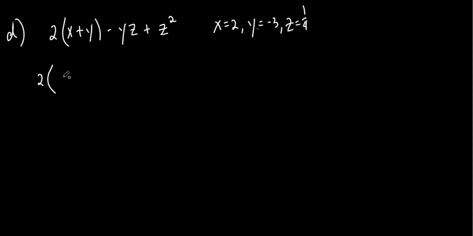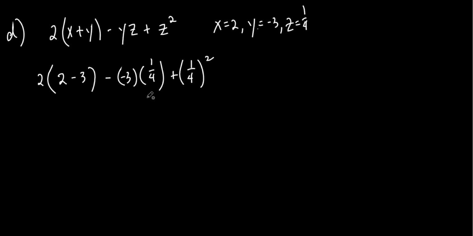So it's 2 times x plus y, so that's 2 plus negative 3, or 2 minus 3. It's the same thing, isn't it? Minus y, which is negative 3, times z, which is 1/4, plus z squared, which is 1/4 squared. Everybody should got that, right? Yep, just plug everything in. So that's negative 1 times 2. 2 times negative 1 is what? Negative 2.